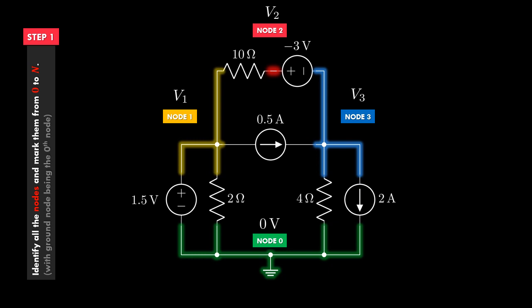That tiny piece of wire connects the 10 ohm resistor with the negative 3 volt voltage source. And any continuous piece of wire that connects 2 or more elements is a node. So take care when identifying the nodes. Also, let's label all the nodes, and again, let's not bother with the ground node.